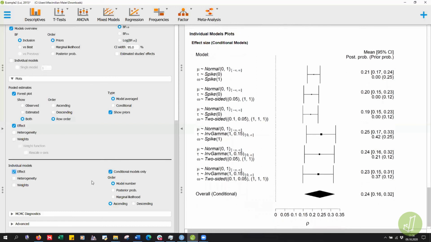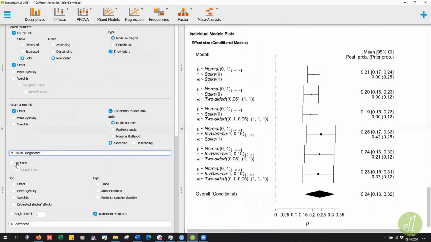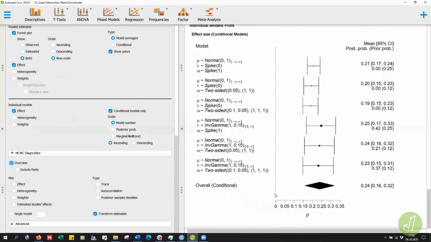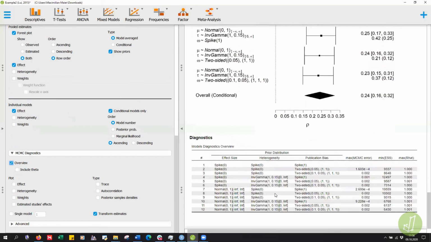Finally, before closing, we should also check the MCMC diagnostics. To do so, we click MCMC diagnostics and then overview, and a table with MCMC diagnostics will appear. Here, it is most important to check that the maximum R-hat is below 1.05, so this looks all good here, and the minimum effective sample size is above 500, this also looks good.